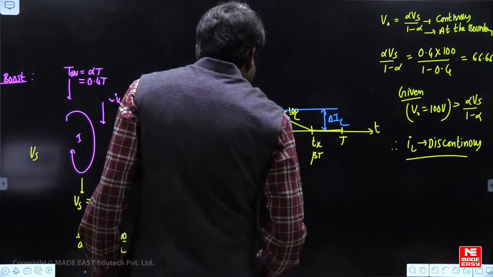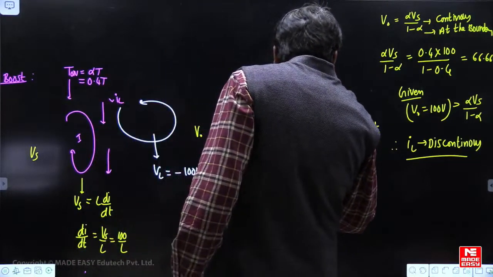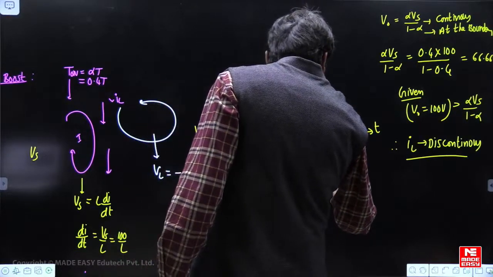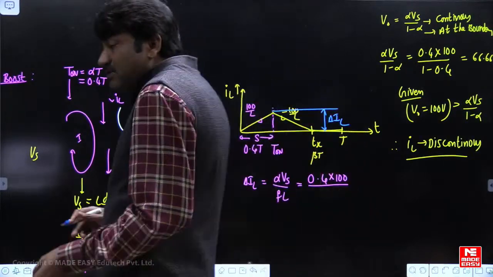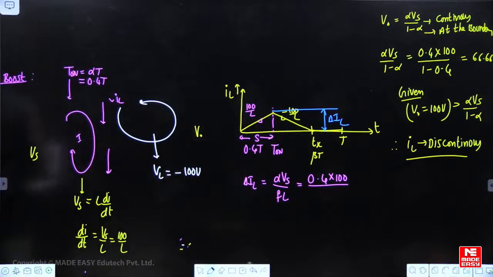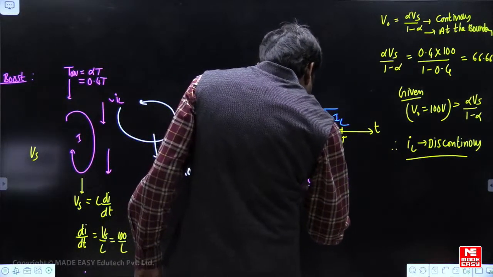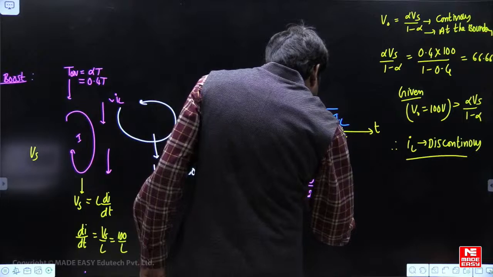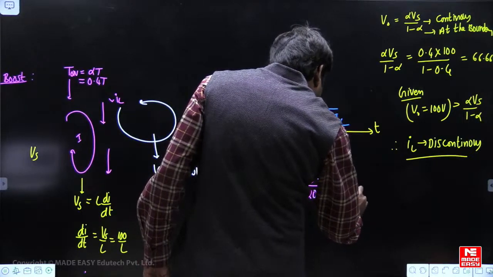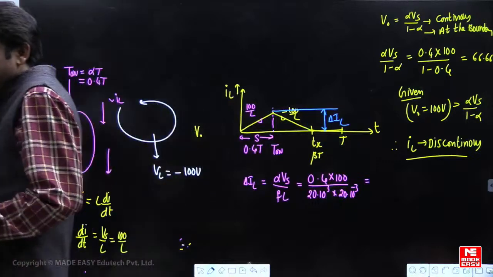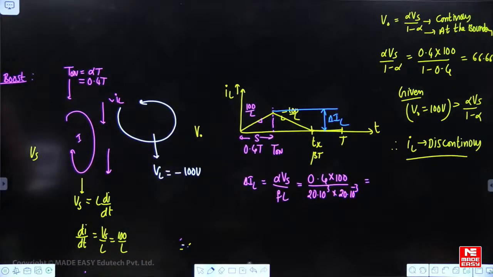In the case of buck boost, alpha is 0.4 into DC supply is 100 volts by what is the value of frequency? Frequency is 20 kilohertz. So 20 into 10 power 3 and L is 20 milli, 20 into 10 power minus 3. So let us calculate this value. Yes students, calculate the value.